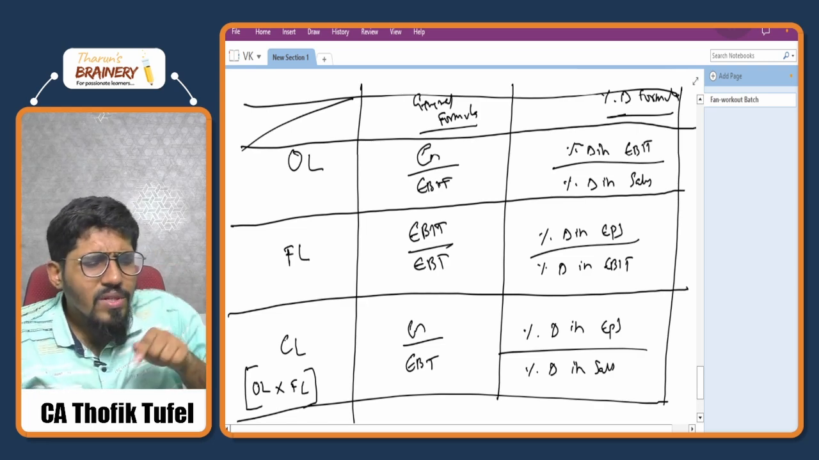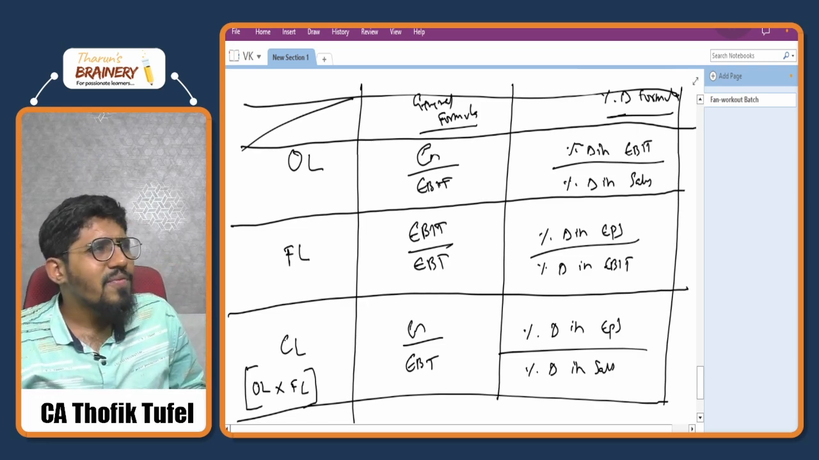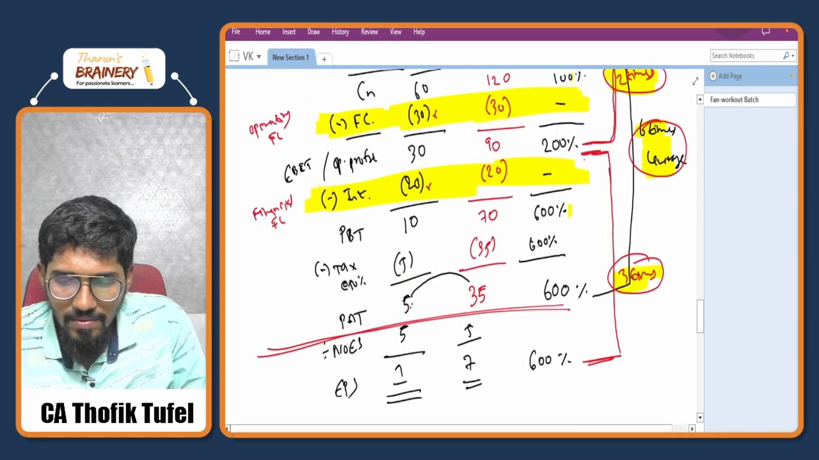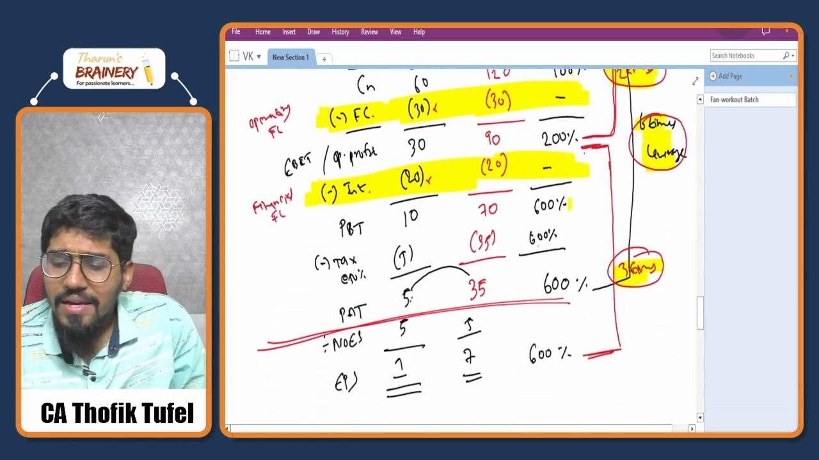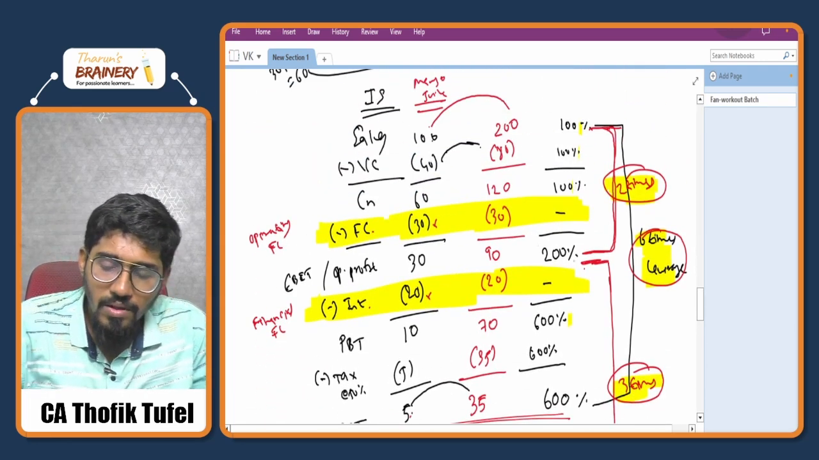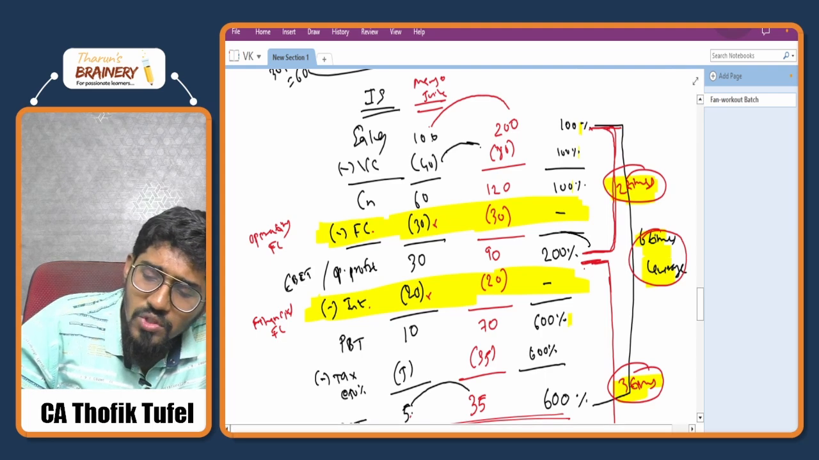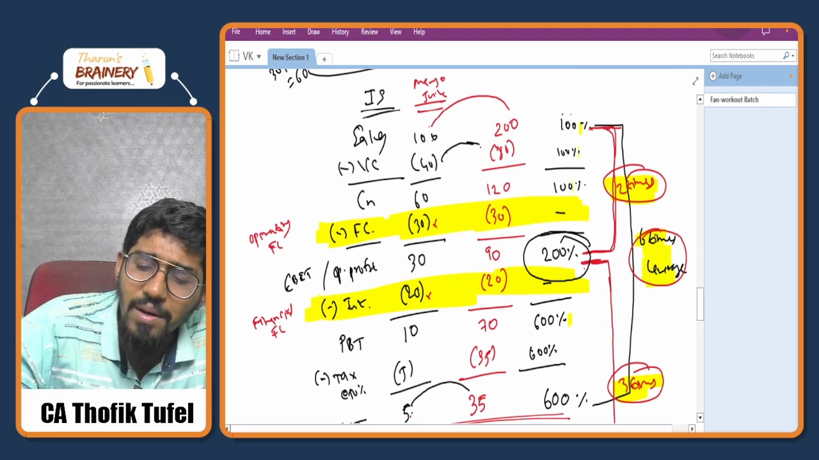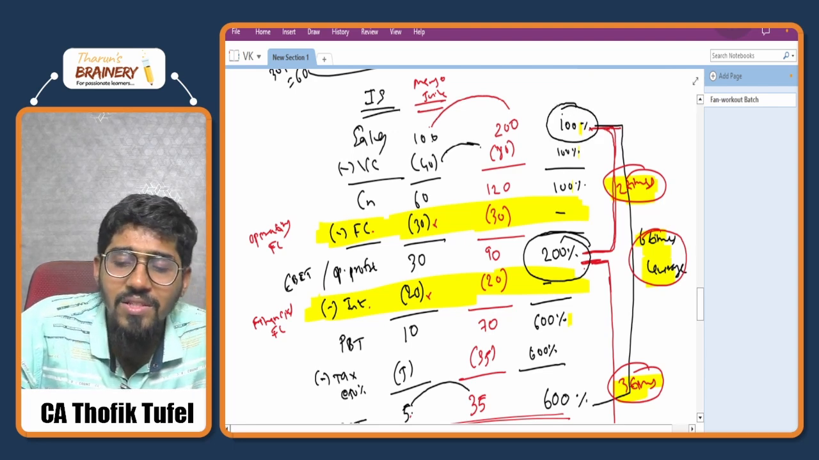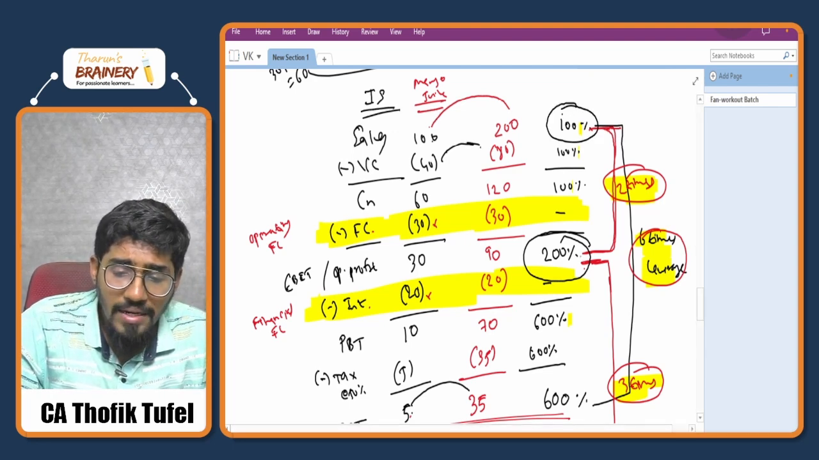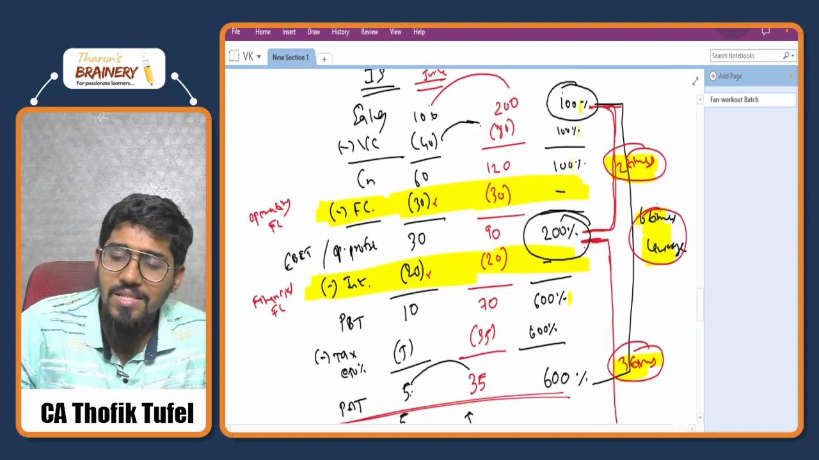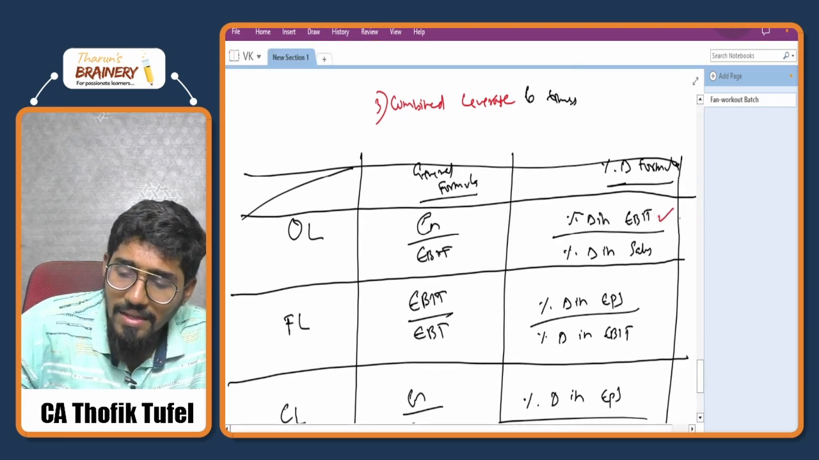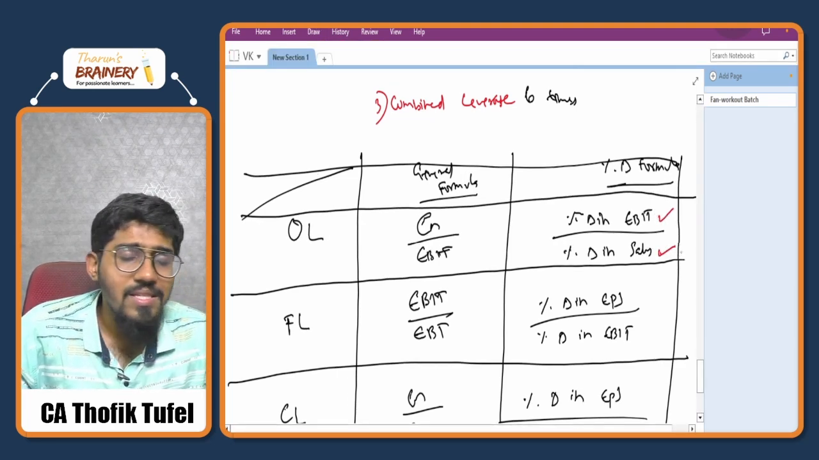Sir, how is this formula coming? The next question, how is this formula coming? How did I calculate my operating leverage? This 200 percentage is nothing but percentage change in operating profit divided by 100 percentage, which is nothing but percentage change in sales. So percentage change in operating profit divided by percentage change in sales is equal to operating leverage. So percentage change in EBIT divided by percentage change in sales is equal to operating leverage.